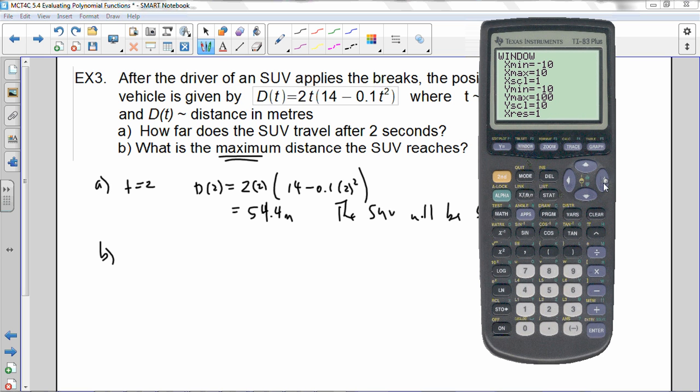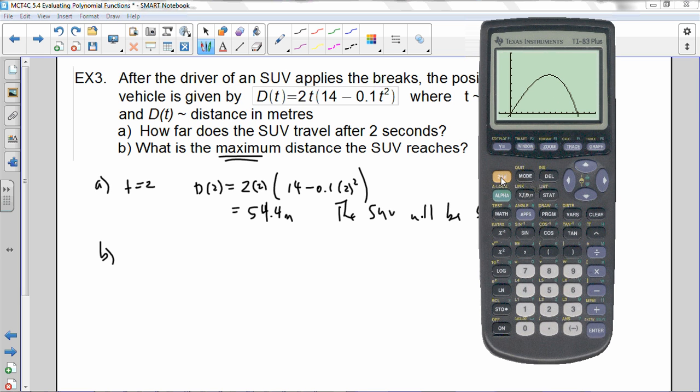So maybe I'll start at -2 and go to 15, say. And maybe I'll go up to 200, going up by 25s each tick instead of 10s. Let's see how that looks. Well, there's the maximum right there, right? Maximum's right there, and the window settings look nice now. And I can find that, right?